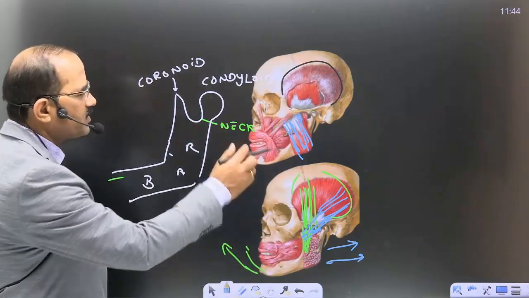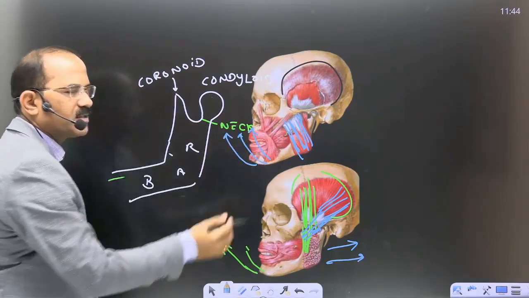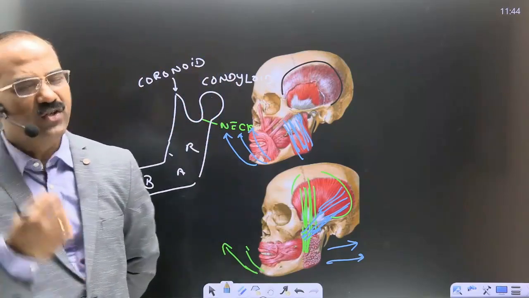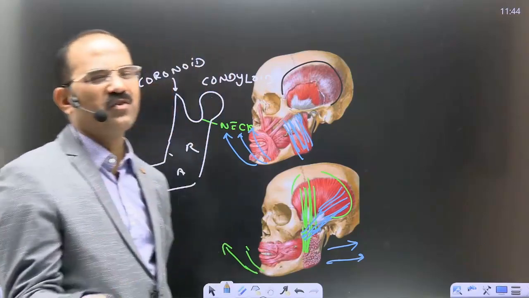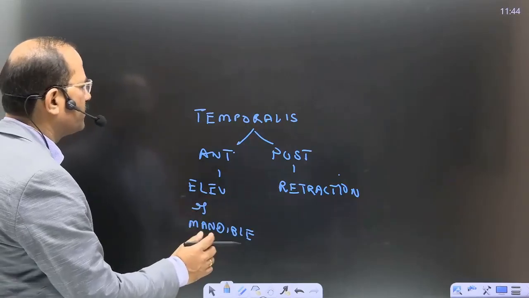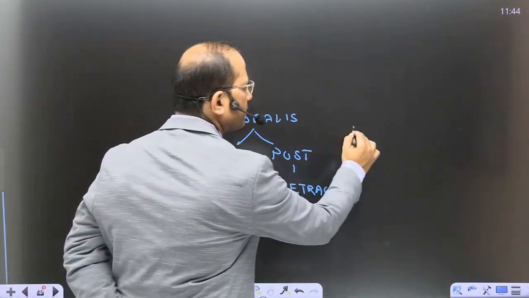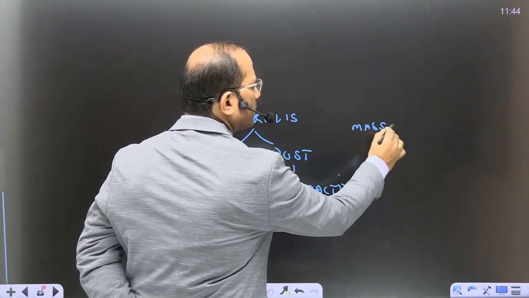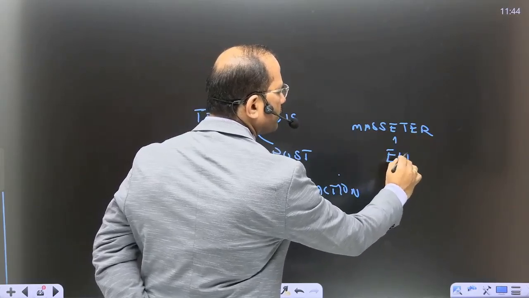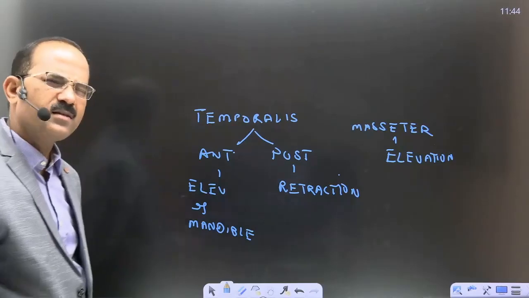So when this masseter muscle contracts, it is going to pull the mandible up like this. What is this? Action, elevation of mandible. So the action of masseter is going to be elevation of mandible. Clear? So that's temporalis that we've written. Masseter, I'll write it here. Masseter does what? Elevation of mandible.